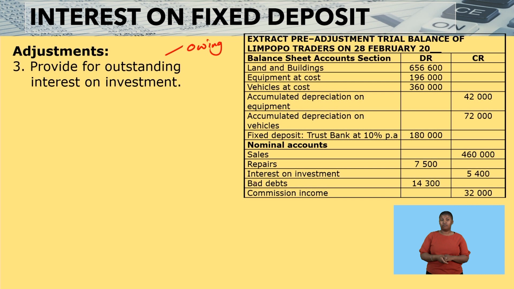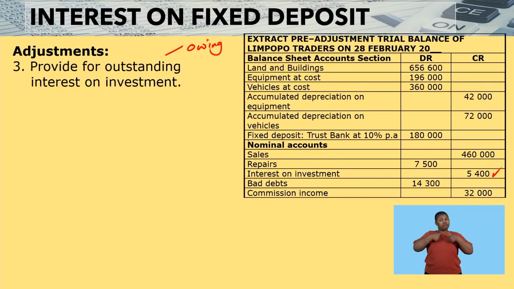If you come to your nominal account section, you have interest on investment, 5,400. The question is, is this all that we are supposed to receive? Is this all the interest that was due to us? If we come to the balance sheet account section, you'll find we have fixed deposit from Trust Bank at 10%, which is 180,000. So if I take that investment of 180,000, that is the investment.